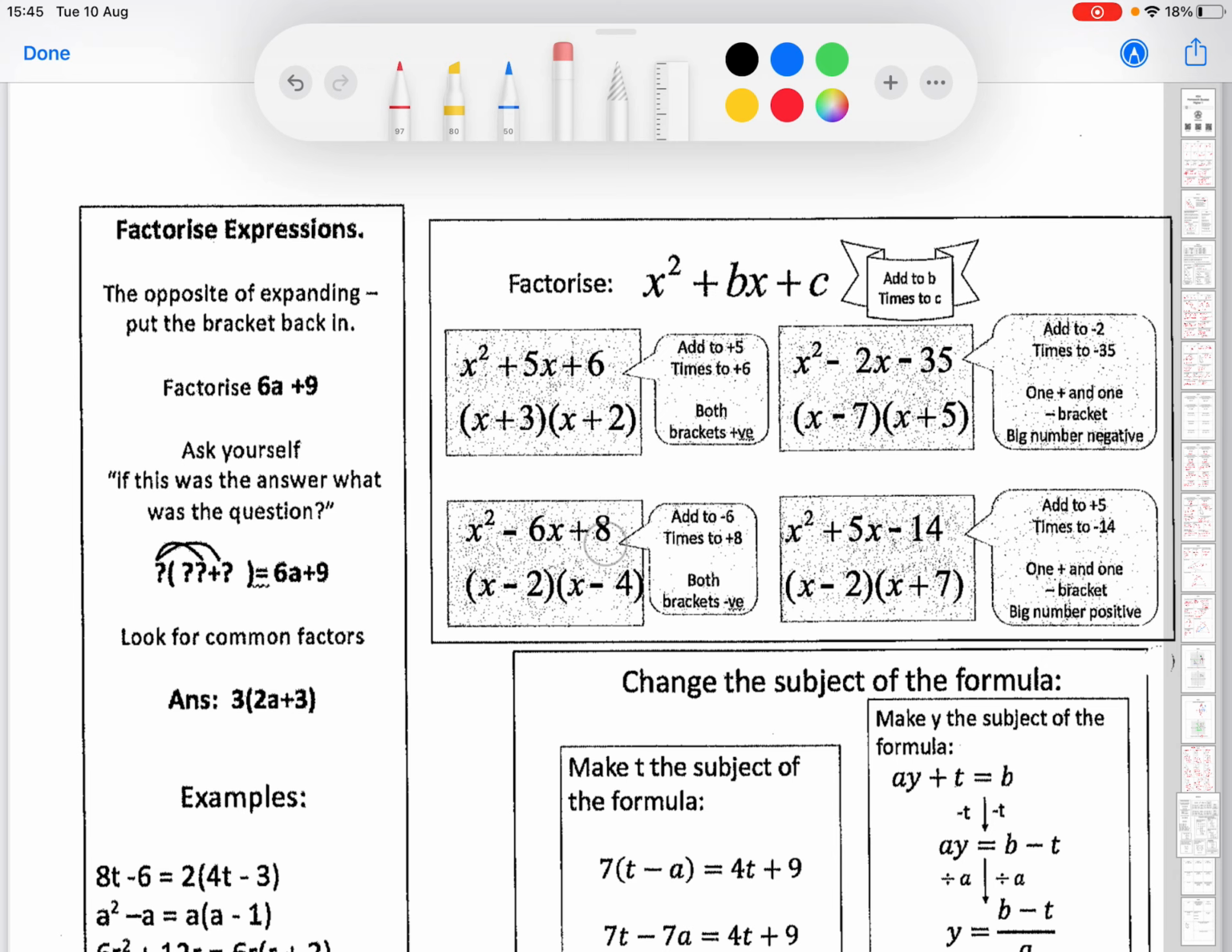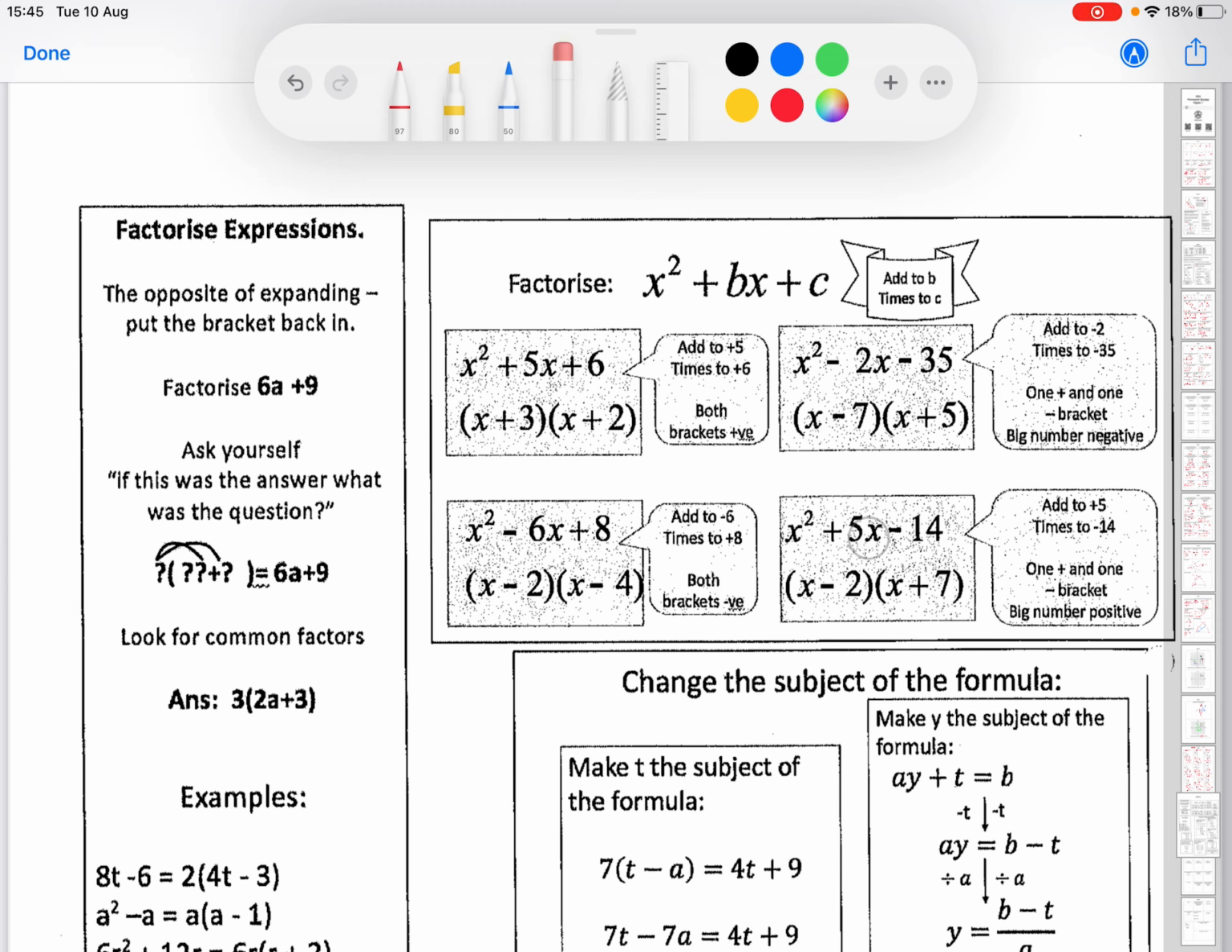This one, we've got two numbers that multiply to make positive 8. That means the signs have basically got to be the same. And they've got to add up to make minus 6. When you add them up to make minus 6, that means they have to both be negative. So you can see a rule here that if the end one is positive, the signs are going to be the same. They're either both going to be pluses or they're both going to be minuses.